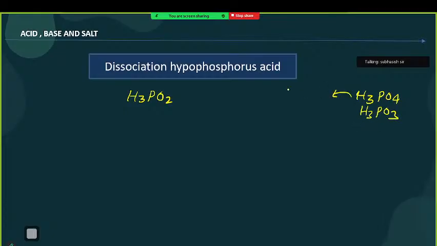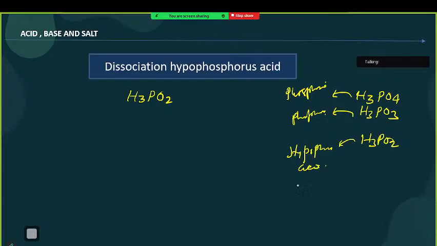This is phosphoric acid, and this is phosphorus acid. And H3PO2 is hypophosphorus acid. It has a basicity of 1.